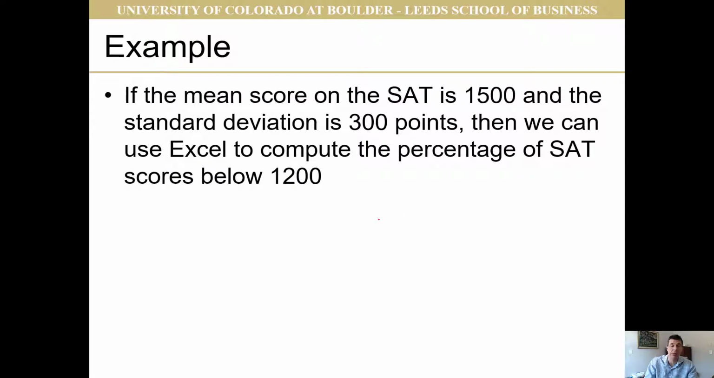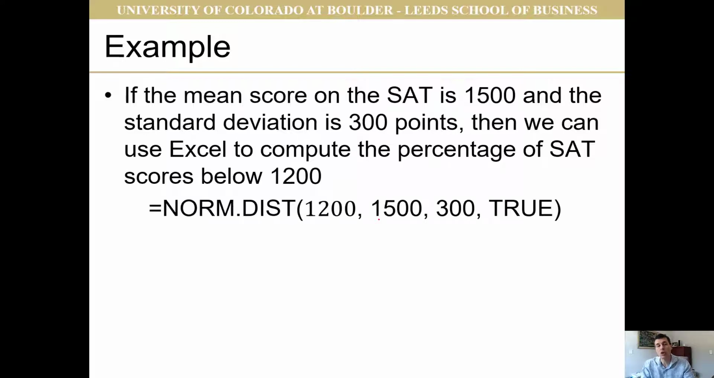Okay, so let's do an example. If the mean score on the SAT is 1,500 and the standard deviation is 300 points, we want to know what percentage of SAT scores will be below 1,200, assuming that it is normally distributed. So we use norm.dist. We have an observation of 1,200, and we want to find a probability or percentile. The mean is 1,500, the standard deviation is 300, and we always have true. So norm.dist, 1,200, 1,500, 300, and true.